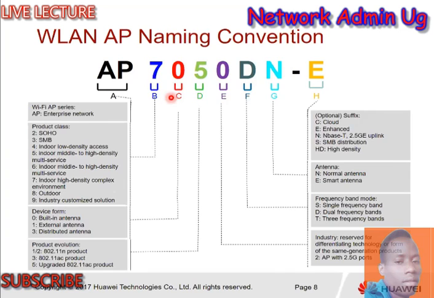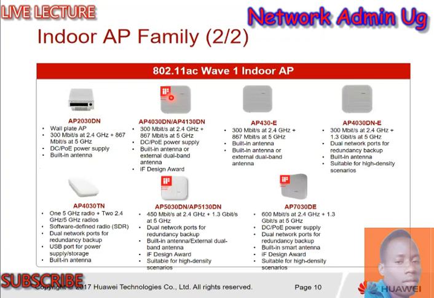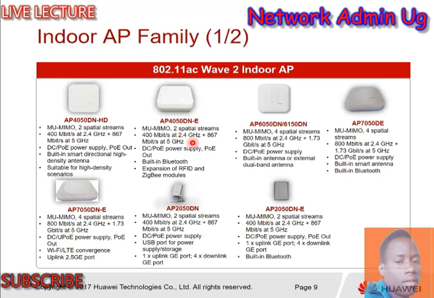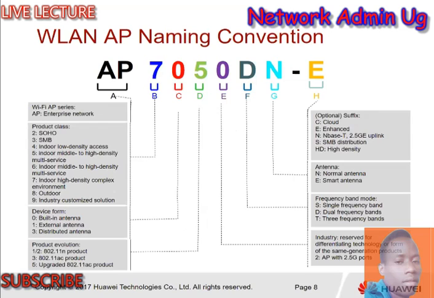For example, we have an access point here. Let's choose the 6050 access point. The 6050 access point is AP6050DN. So let's see. I'll write it here: AP6050DN.